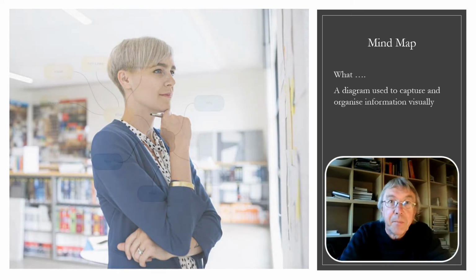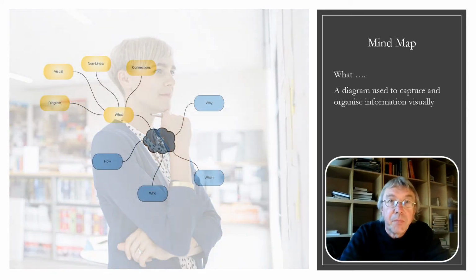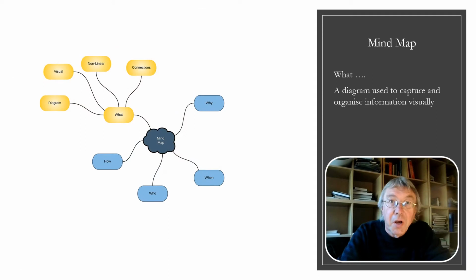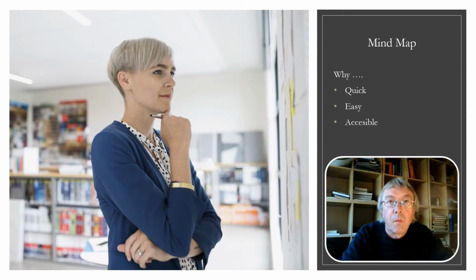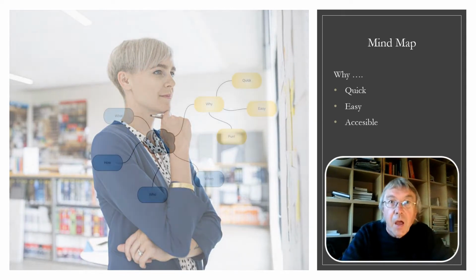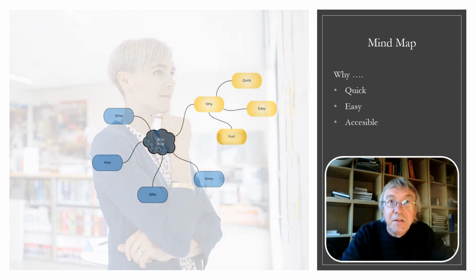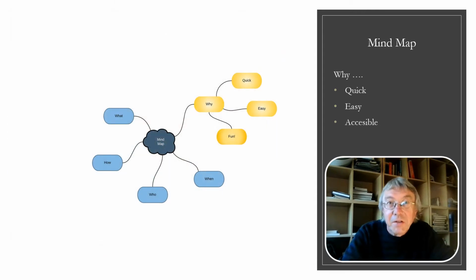What is a mind map? It's a diagram used to capture and organise information in a highly visual way and show connections between various ideas and concepts. Why use mind maps? They're relatively quick and easy to do, and therefore accessible. Most people within a project can understand fairly quickly how to do them and what they're trying to get across.